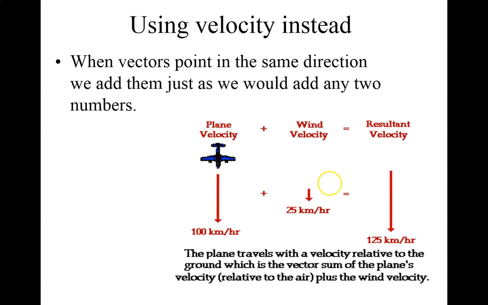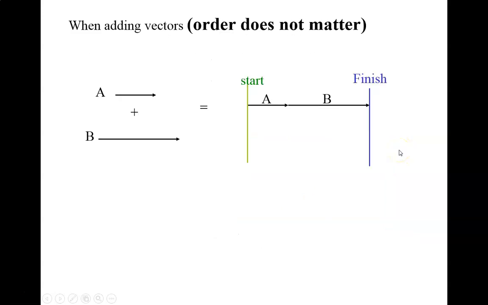Again, we can use velocity vectors if we have a plane that can move at 100 kilometers per hour relative to the wind, and the wind moves at 25 kilometers per hour south relative to the ground. Then the plane is going to be moving at 125 kilometers per hour relative to the ground.